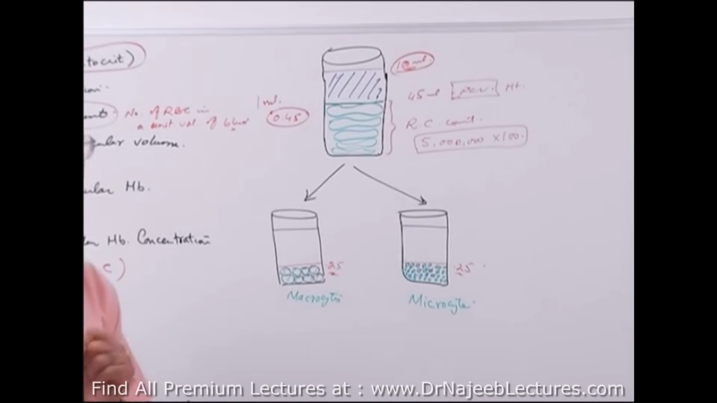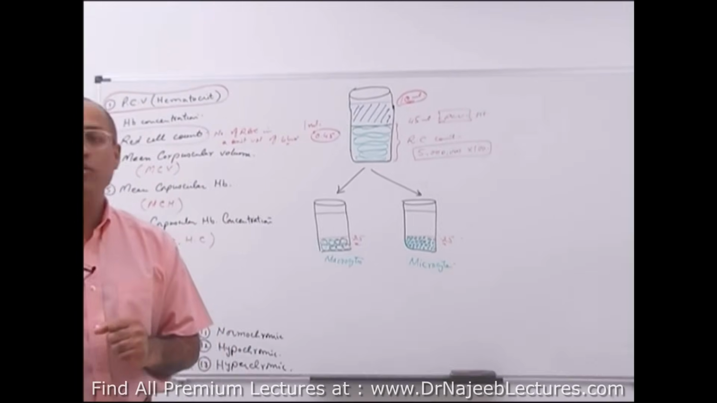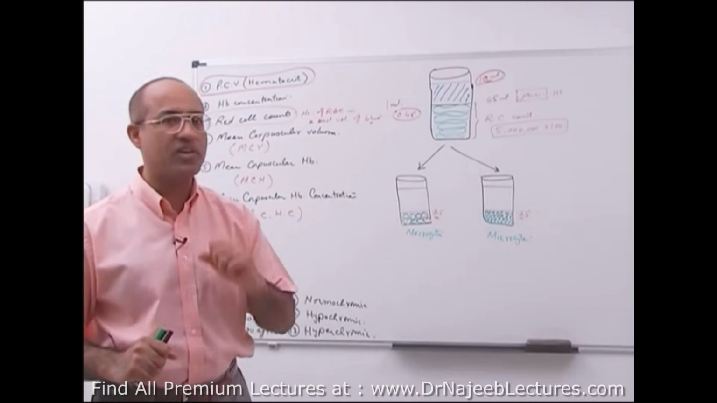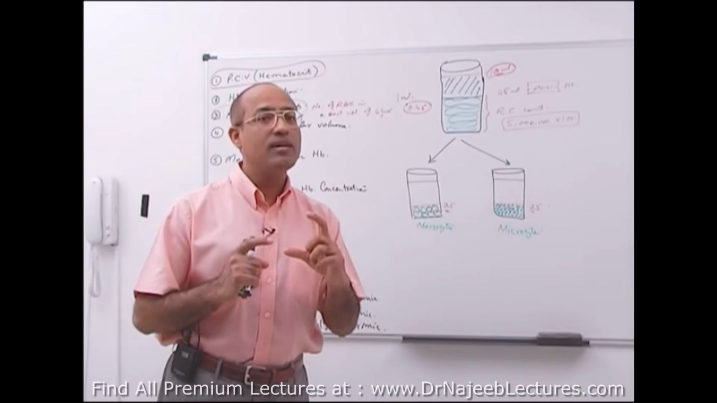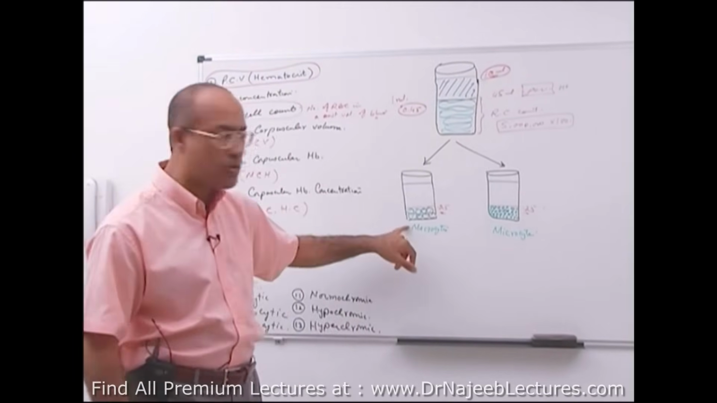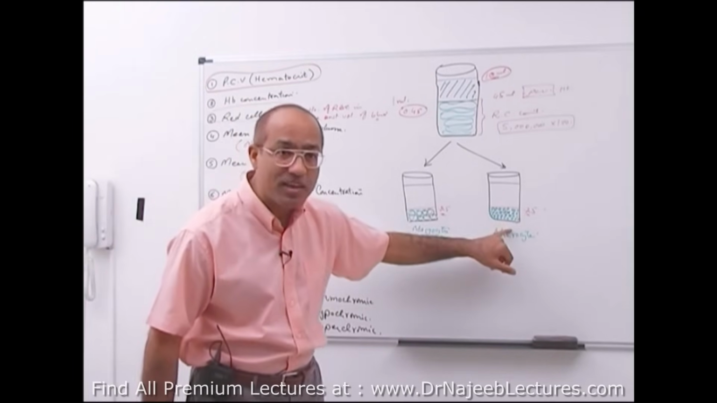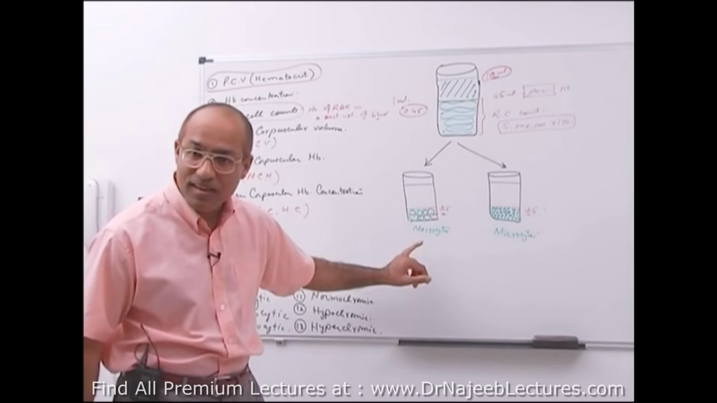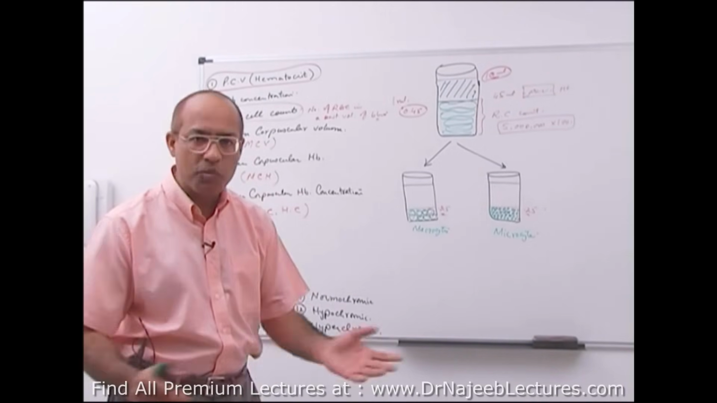So what I wanted to tell you is that just knowing the packed cell volume is not enough. You should also know, in a specific patient, what the red cell count is for a given packed cell volume. Here the red cell count will be less. Here the red cell count will be more, even though the hematocrit is equal. Am I clear? No problem.